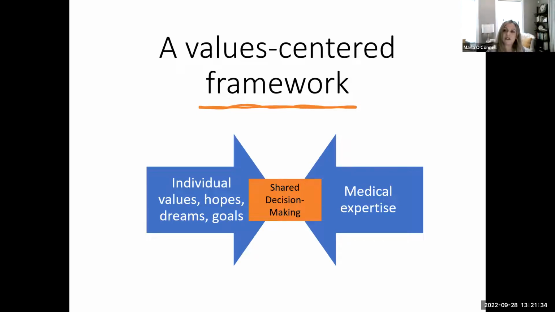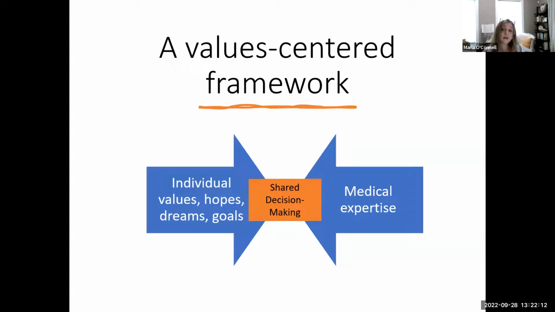When we think about shared decision making here at our program, with Janice and Anthony, my colleagues, we're thinking about a value-centered framework. Value-centered means starting with an individual's values, hopes, dreams, and goals, and not preferences for treatment, but preferences for life. What is most important to you in your life? What do you value? What gives you hope? What gives you purpose and meaning in your life?